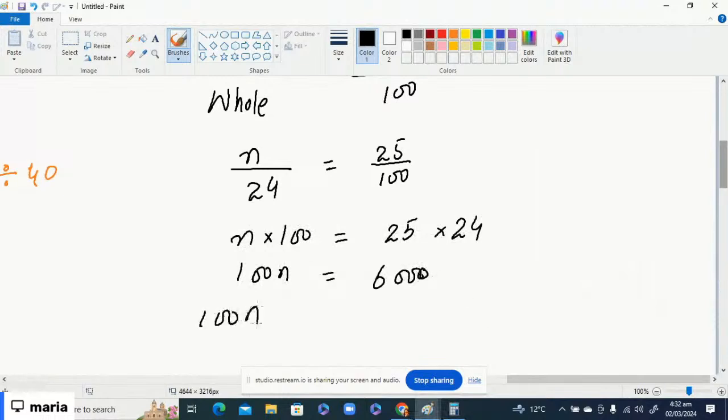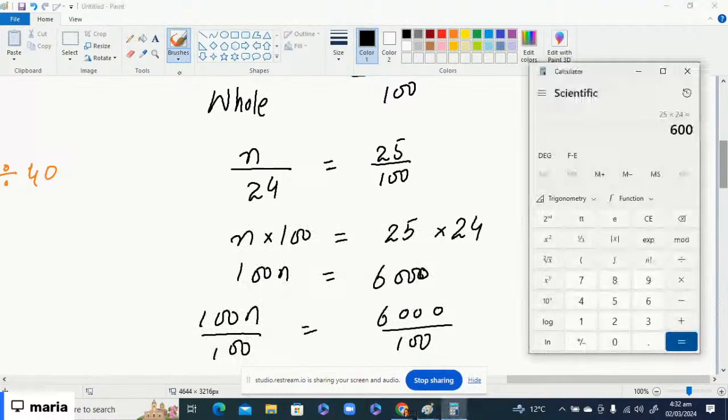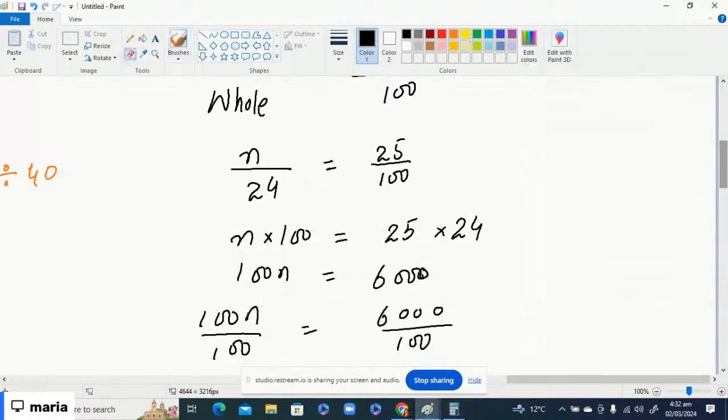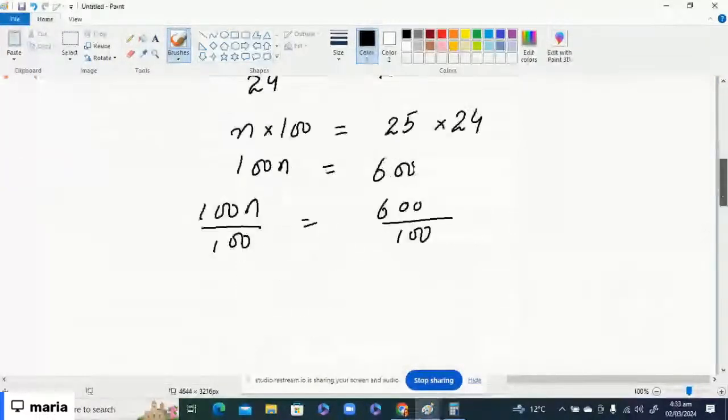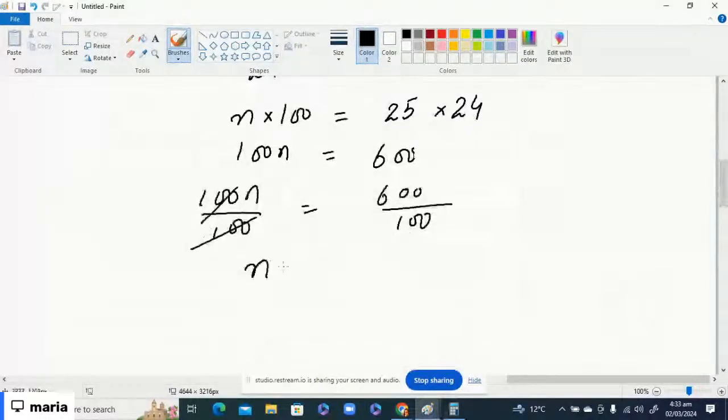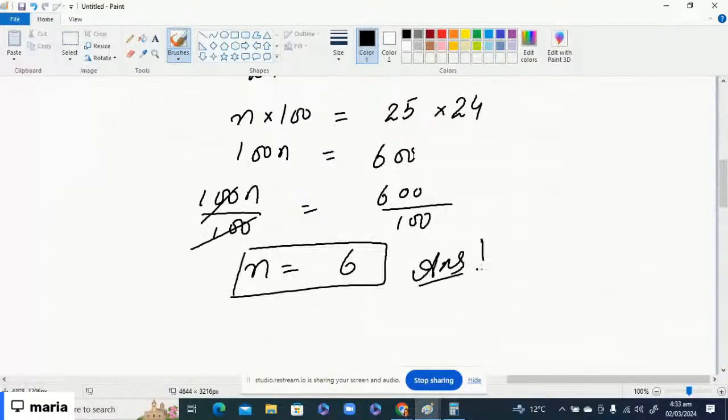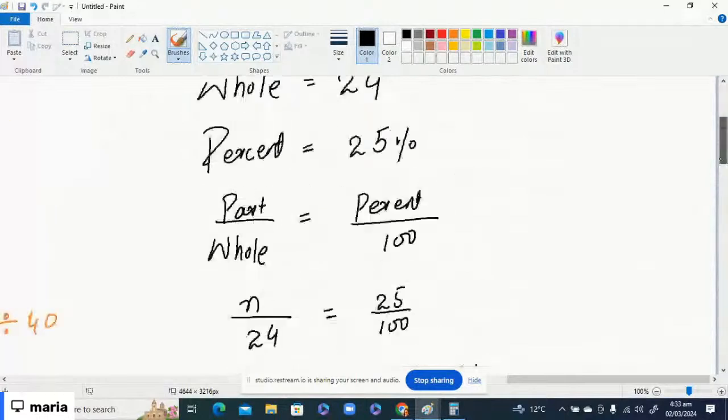Now dividing on both sides with 100. Okay, so it's 600. I just put the extra 0 here. Now let's divide 600 divided over 100, which is 6. This one and this one is cancelled. n is equals to 6. And that is your answer. Hope you guys understand this one now. Okay.